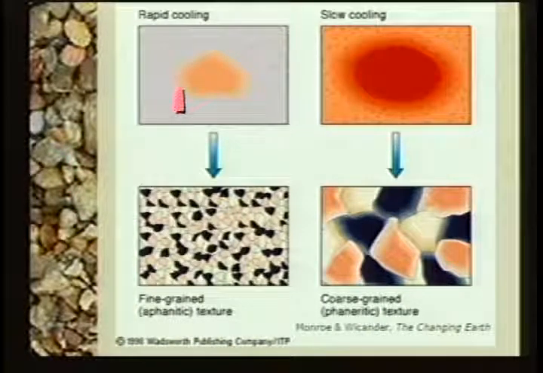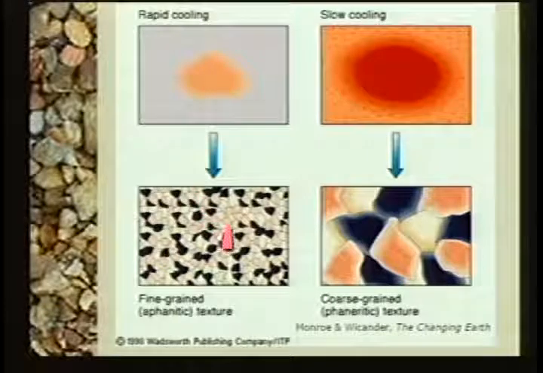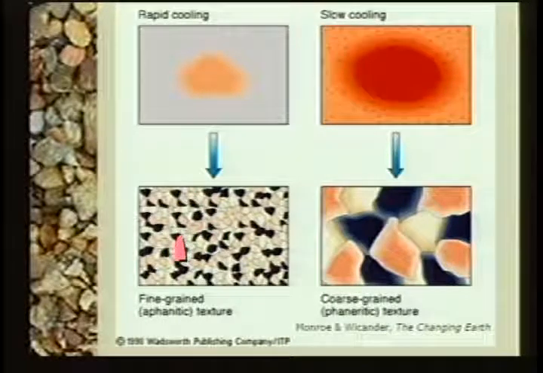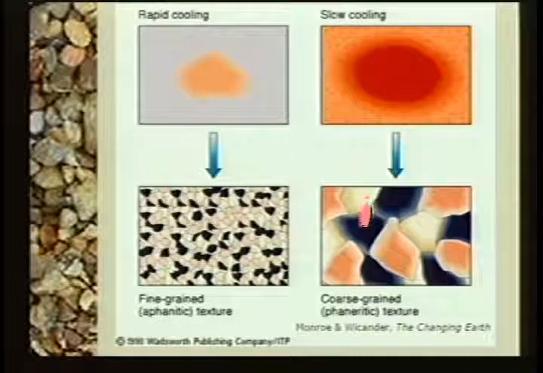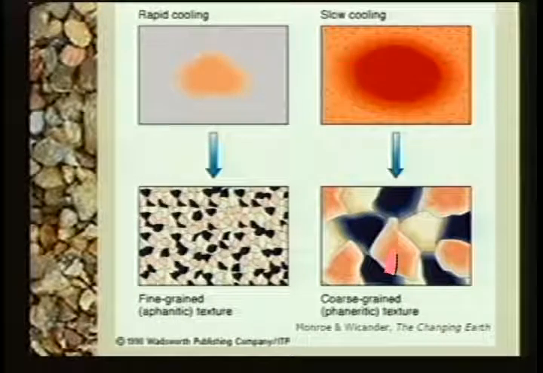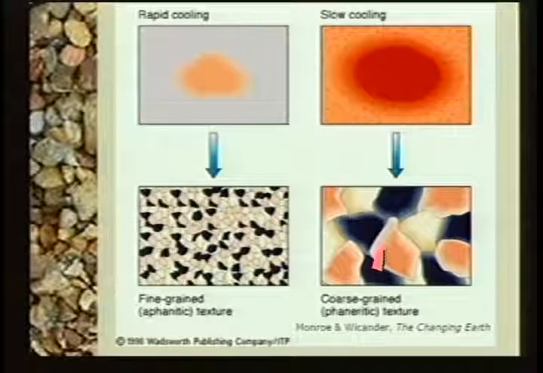This would be an extrusive igneous rock, or a volcanic igneous rock. And notice that the texture would be fine grained. The crystals are smaller. Inside the earth, however, the magma has longer to cool, and therefore the crystals have longer to assimilate and grow. So we would have larger crystals on the inside of the earth, and this would be known as a phaneritic texture.